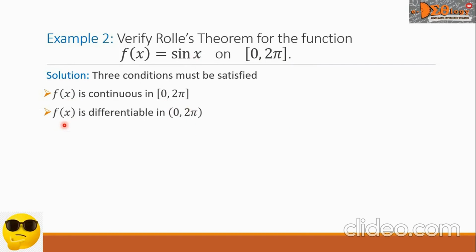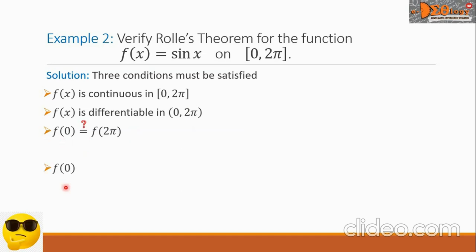Second condition, f of x is differentiable in the open interval from 0 to 2 pi, which means if we take the derivative of the function, we have f prime of x equals cosine x. The cosine x here is defined in the open interval from 0 to 2 pi. Third condition, f of 0 is equal to f of 2 pi. And this third condition we need to verify.